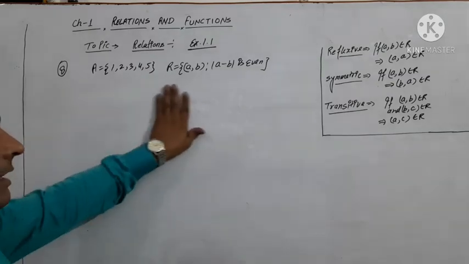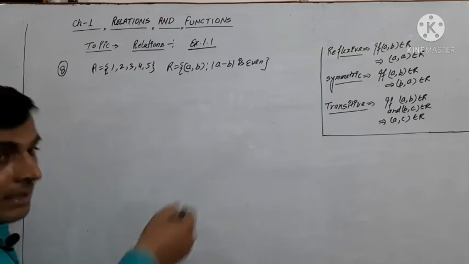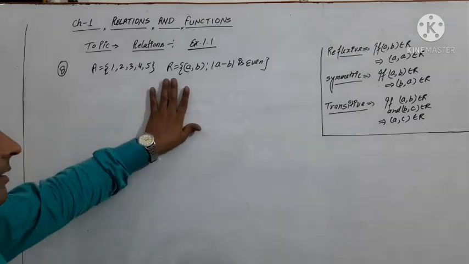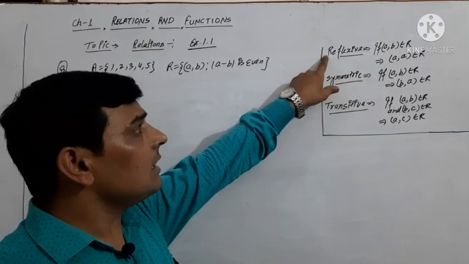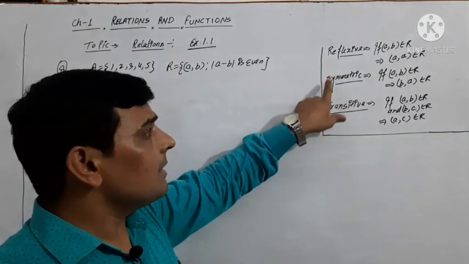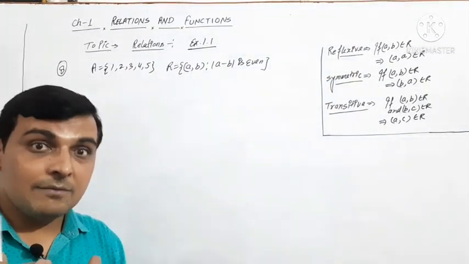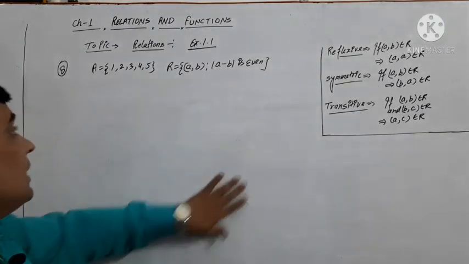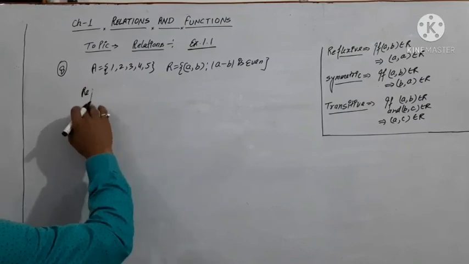Okay, so see the question carefully. We have to show that this relation is an equivalence relation. I have told you that a relation will be an equivalence relation if it satisfies all 3 conditions: reflexive, symmetric and transitive. We have studied it in our very first video. Okay, so we are coming to the reflexive relation.